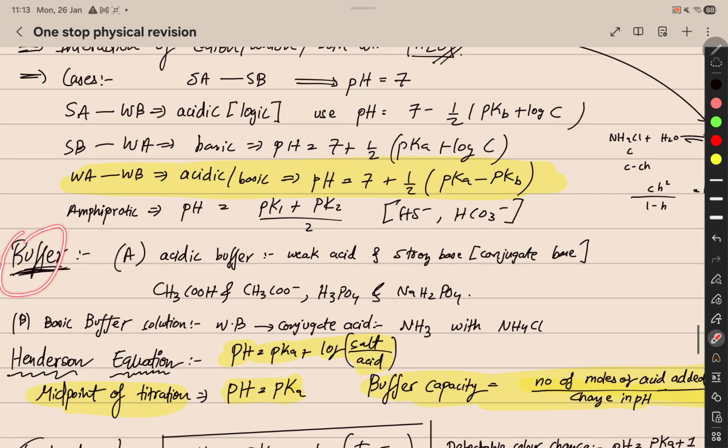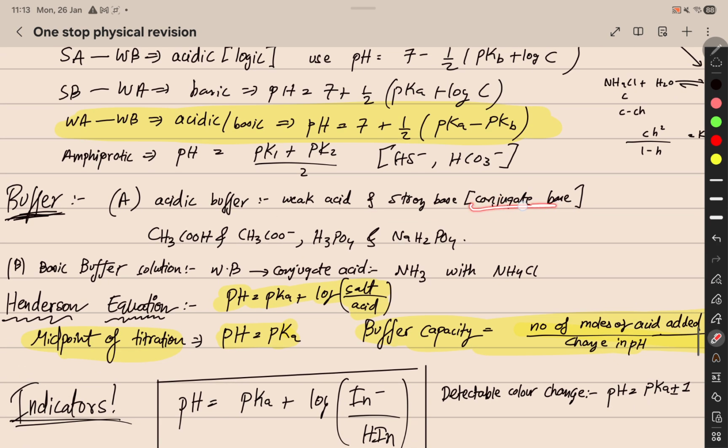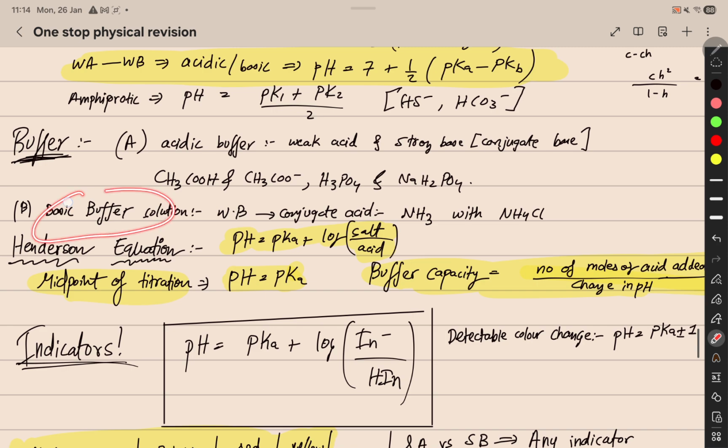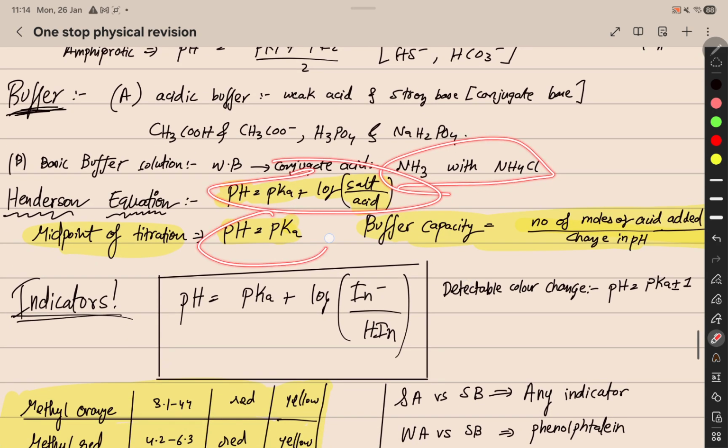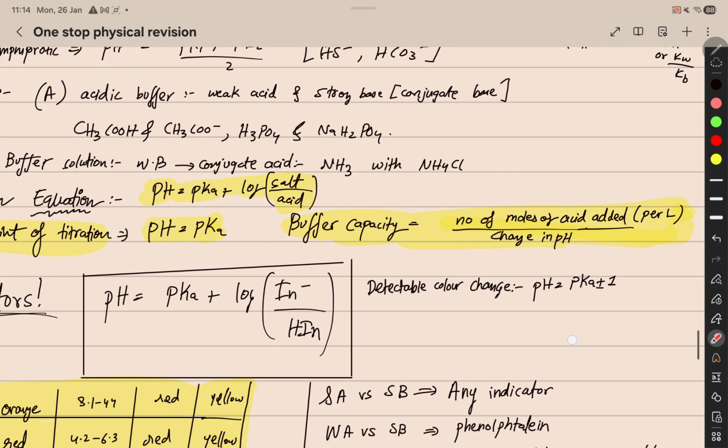So now we have buffer solutions. Acidic buffer: a weak acid and its conjugate base, the same way for CH3COOH and CH3COO minus, H3PO4 and H2PO4 minus. Then we can talk about a basic buffer solution, which is a weak base with its conjugate acid, and an example is given here. Everybody knows the Henderson equation. At the midpoint of titration, pH is equal to pK. Buffer capacity is the number of moles of acid added per liter divided by the change in pH.